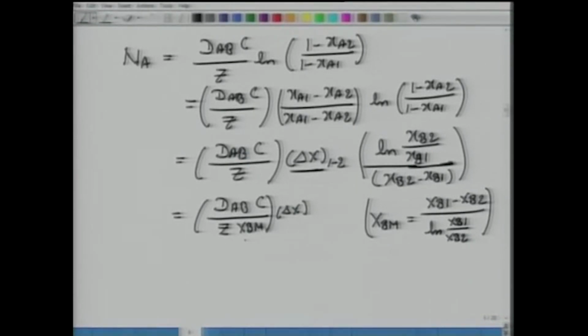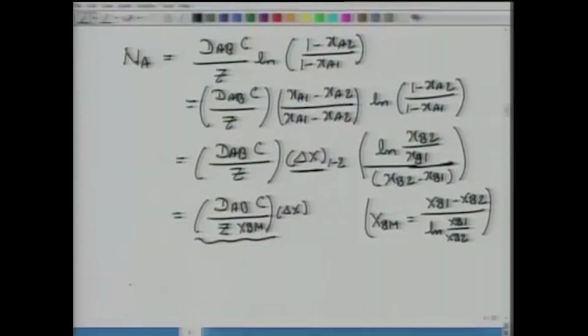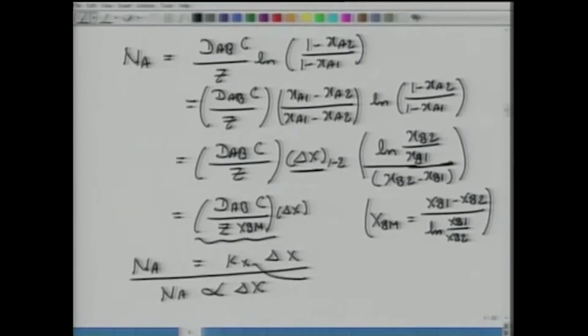Okay. Now here comes the concept of this mass transfer coefficient. The entire quantity on the left in the parenthesis, we can call it kx into del x. So what we have obtained here is that the diffusion flux is proportional to del x, and the proportionality constant which we got as kx, we are calling it a mass transfer coefficient.